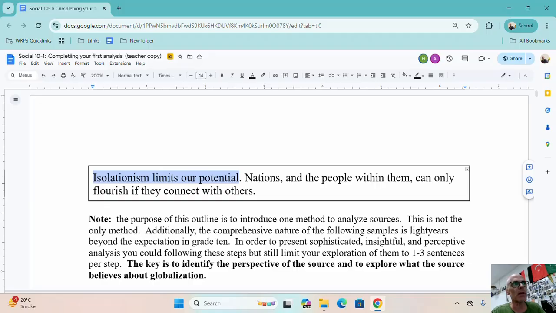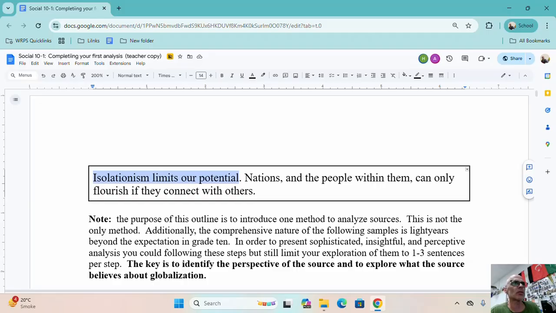To further the perspective of the source that isolationism limits our potential, proponents of the source could quantify this claim by looking at North Korea's limited economy because of its limited trading partners. That North Korea has limited itself economically. And then you could do that for the other claim of the source.